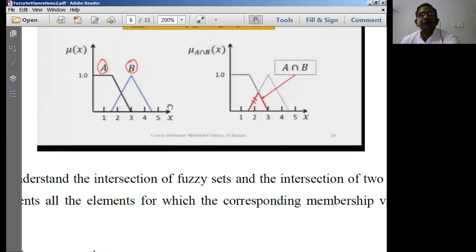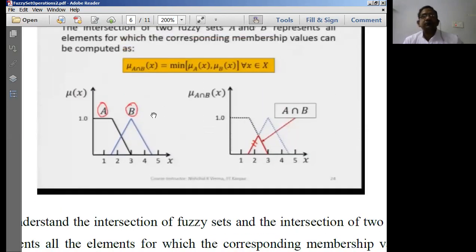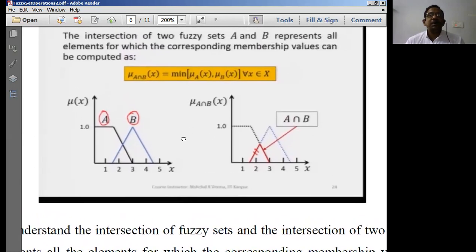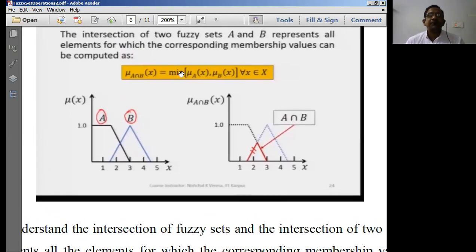Another example we can take over here is A intersection B. A intersection B means the minimum value will be taken. The minimum of the membership function of A with the membership function of B will be taken into consideration for all x belonging to X. Obviously, the x values should compulsorily belong to the universe of discourse.